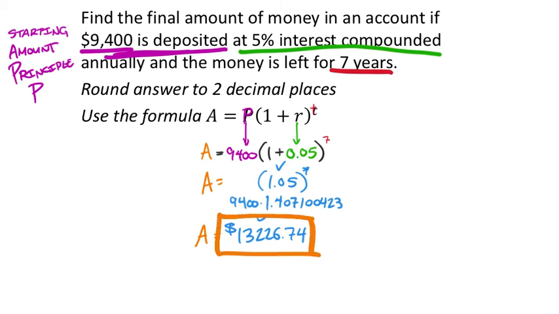Okay, $13,226.74 in this account after 7 years at 5% interest. It seems kind of low to me for 7 years, but you can decide for yourself.